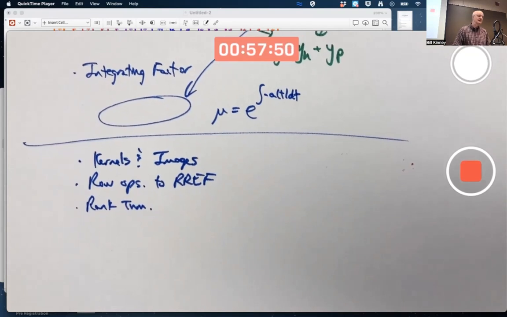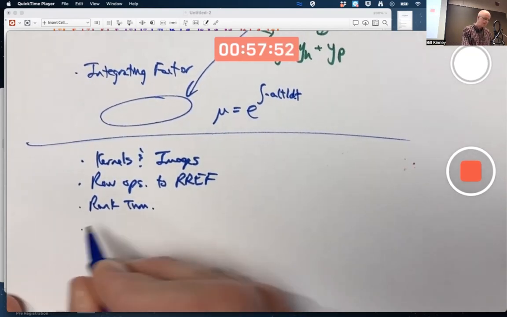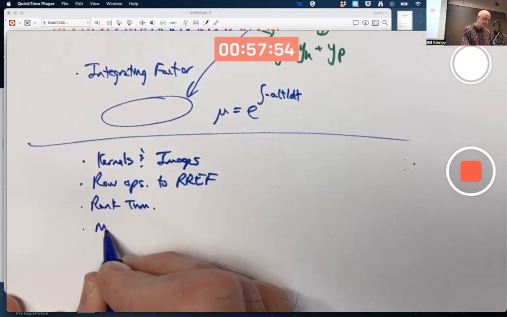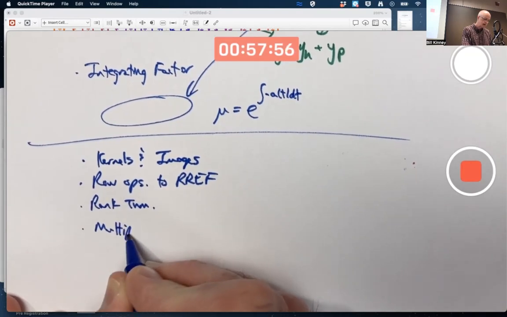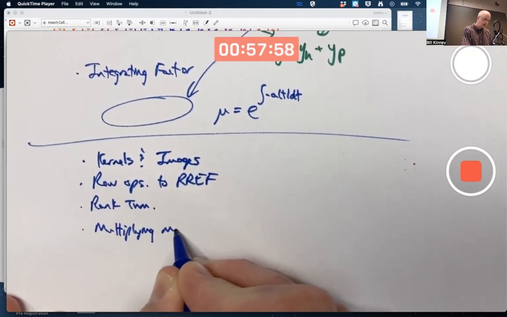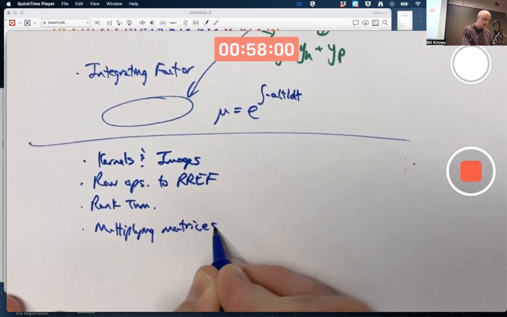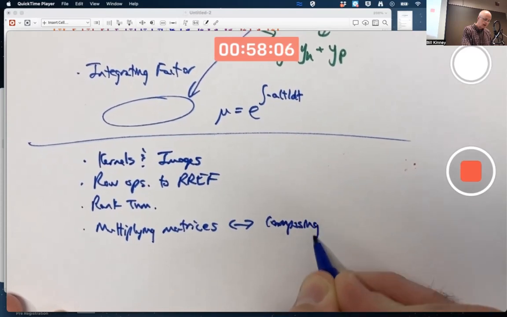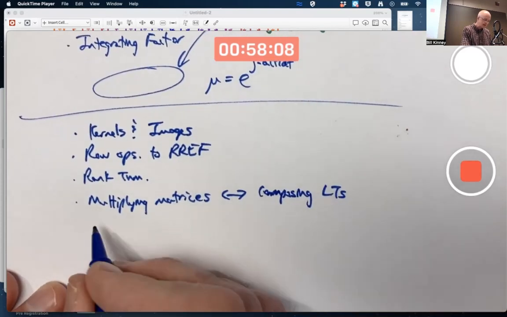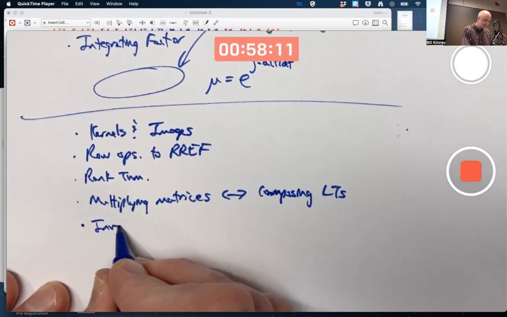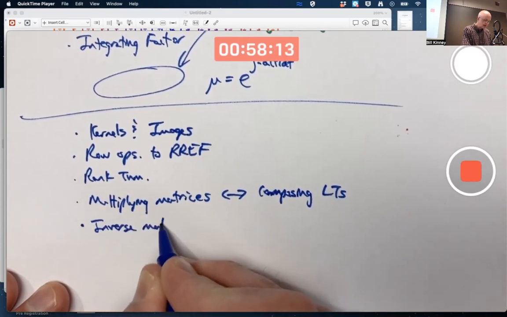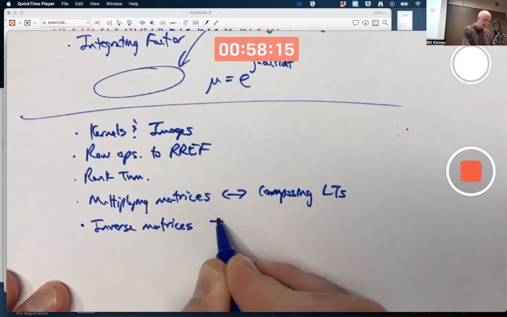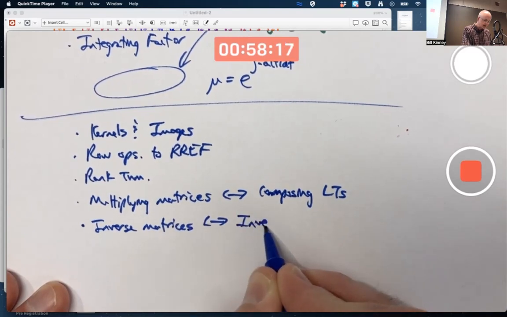What else? There was multiplying matrices, which corresponded to composing linear transformations. There was the idea of inverse matrices that corresponds to inverse linear transformations.